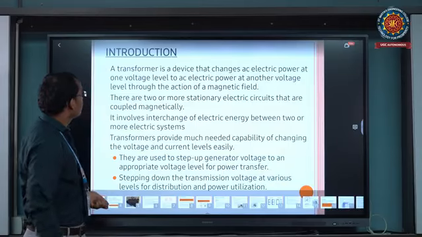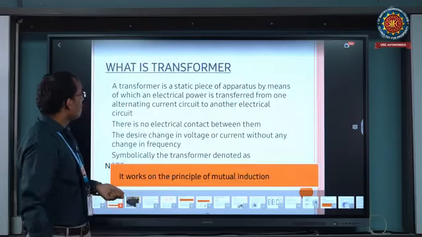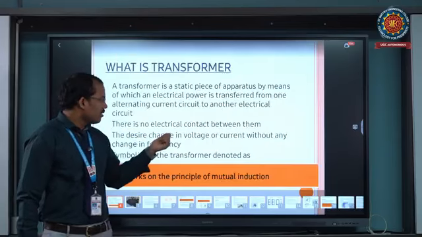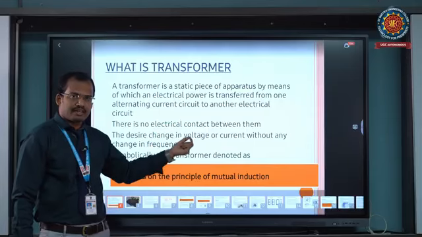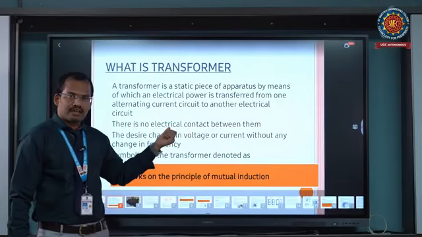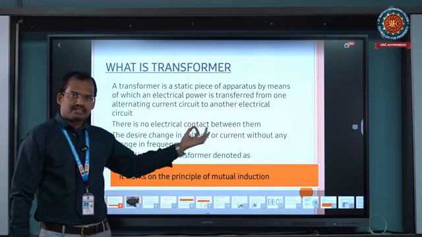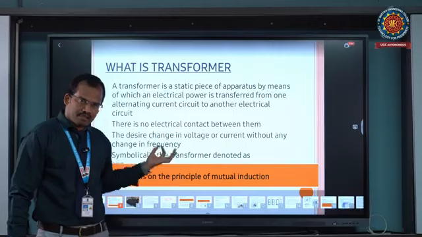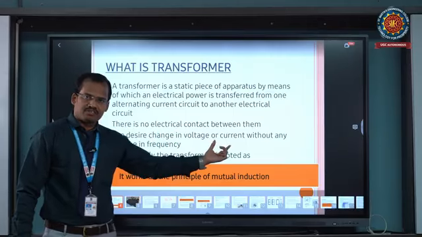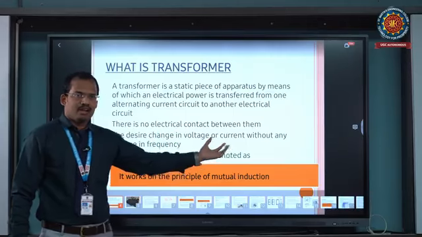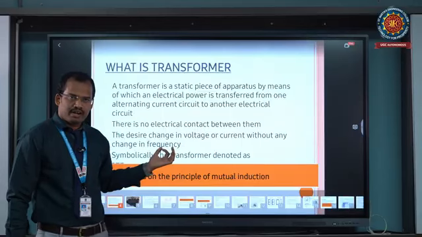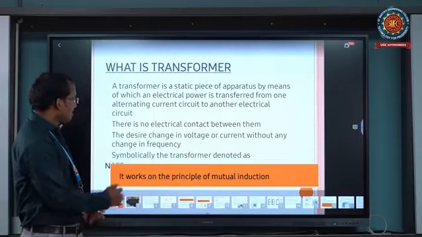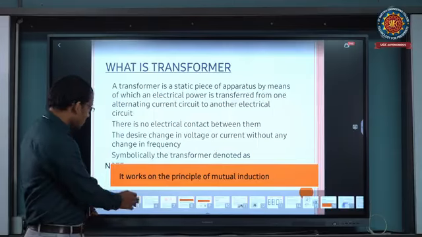And the next slide. What is a transformer? We have discussed that a transformer has two windings, a primary winding and a secondary winding. The primary side current is I1 and the secondary side current is I2. The primary side number of turns is N1 and the secondary side number of turns is N2. The primary induced EMF is E1 and the secondary induced EMF is E2. That is the basic structure of the transformer.